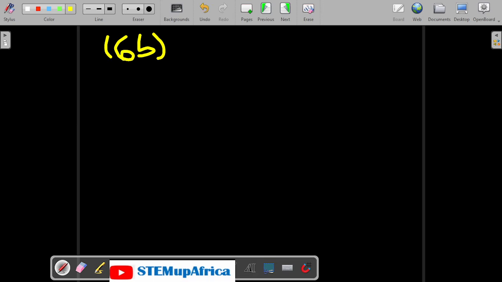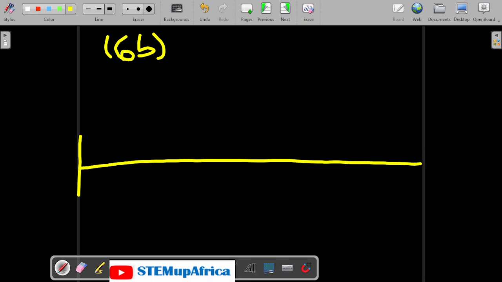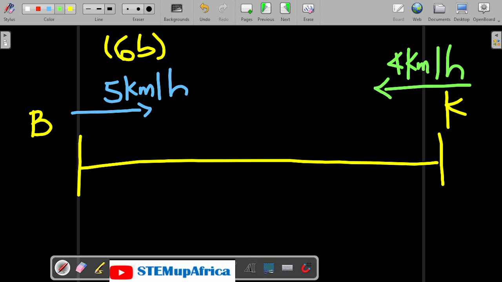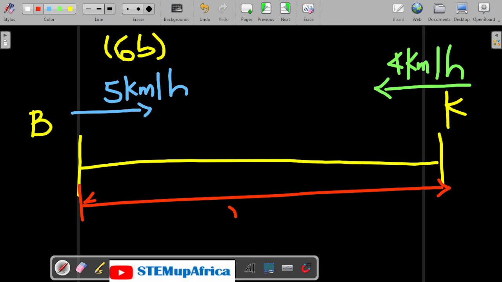For proper understanding, let's illustrate it. The travel is from here to here. This is Bontokrom. This is Kratumkrom. So it travels at 5 kilometers per hour, and it returns at 4 kilometers per hour. Then the distance between both of them, I don't know. Let's call it x kilometers. Since the speed is given in kilometers per hour, I'll take my distance also in kilometers. Then the time will also be in hours.